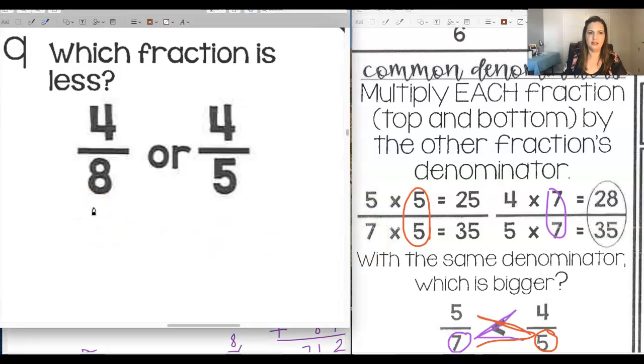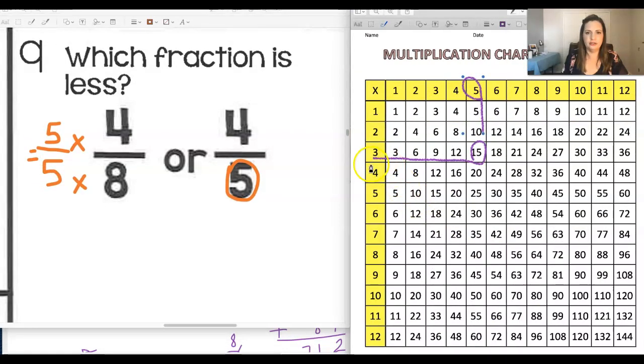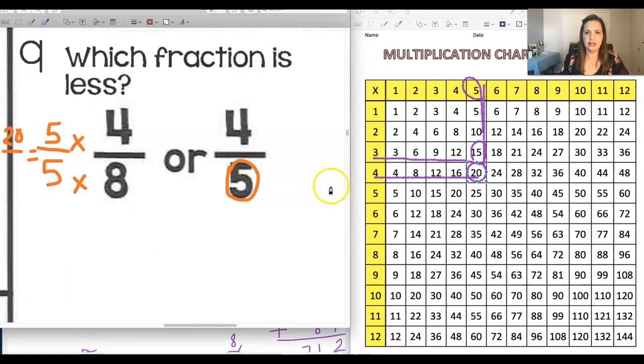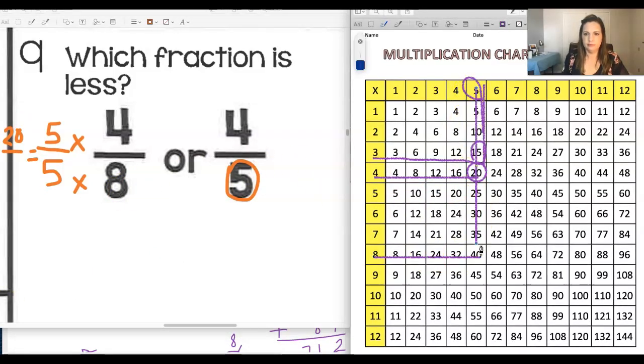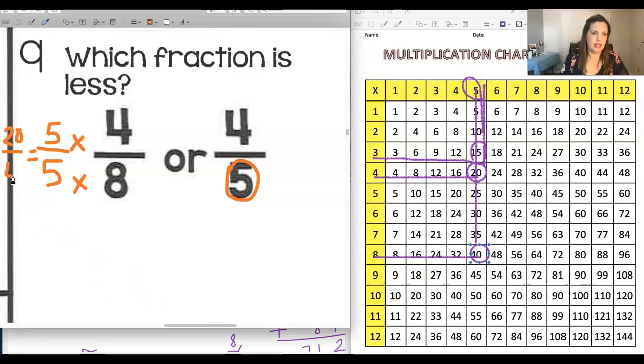We're going to do the same thing. Using the 5, I'm going to multiply it by the top and by the bottom. 5/5. That's what's going to help me keep it an equivalent or an equal fraction, because 5/5 is really like multiplying it by 1. Let's go to our multiplication chart. 4 times 5 equals 20. 8 times 5 equals 40. So that my new fraction is 20/40.